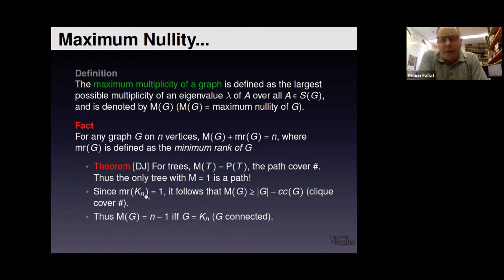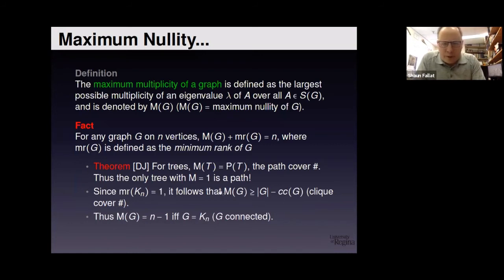The all ones matrix, for example, is a matrix whose graph is the complete graph. The rank of the all ones matrix is 1, and that turns out to be the smallest possible rank of a graph with at least one edge. But you can use that property to show that the maximum multiplicity of any graph is at least the number of vertices in the graph minus what's called the clique cover number. So the clique cover number is the fewest number of cliques needed to cover all the edges of the graph. And the cliques certainly don't have to be disjoint.